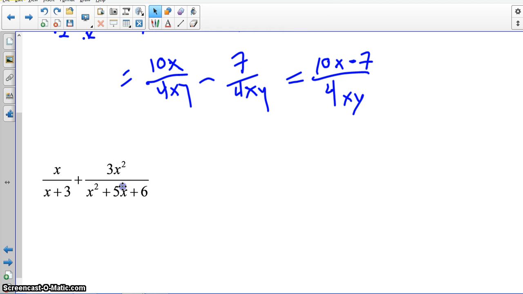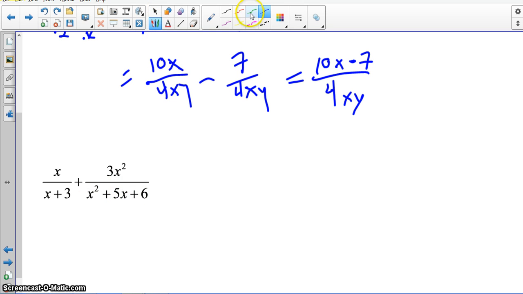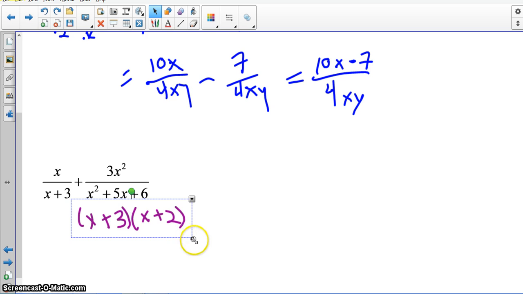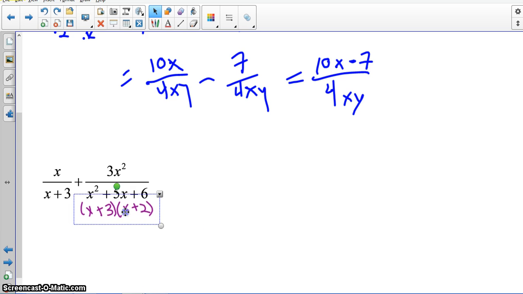Alright, so for this one, to find what the common denominator is, we actually have to factor this down here first. And this factors as x plus 3, x plus 2. If you don't believe me, you can verify. If you actually FOIL this out, you would get x squared plus 5x plus 6. That's what this is.